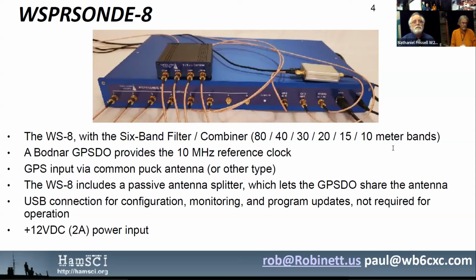Now, one of the tricks is, 8 channels, or often you just use 6 of them. You don't want to put up 6 different antennas. So I came up with, you can see that little box sitting on top. The one that's not the Bodnar, sitting on top of the WSPR, is a 6-band combiner.